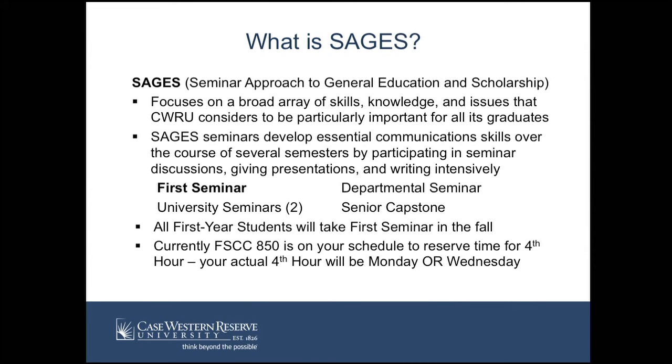I want to note that all first-year students will take a first seminar in the fall semester. That's going to be a course that's limited to 17 students. Currently, if you log into SIS and look at your schedule, you'll see a course already there. That course is FSCC 850. It's on your schedule, reserving the time for what's called the 4th hour of your first seminar SAGES course.